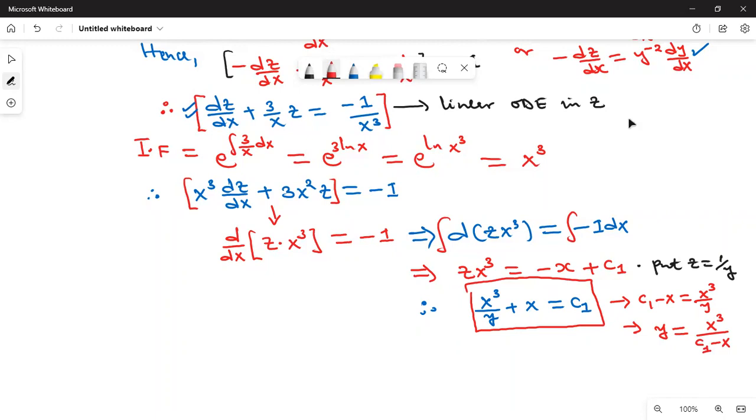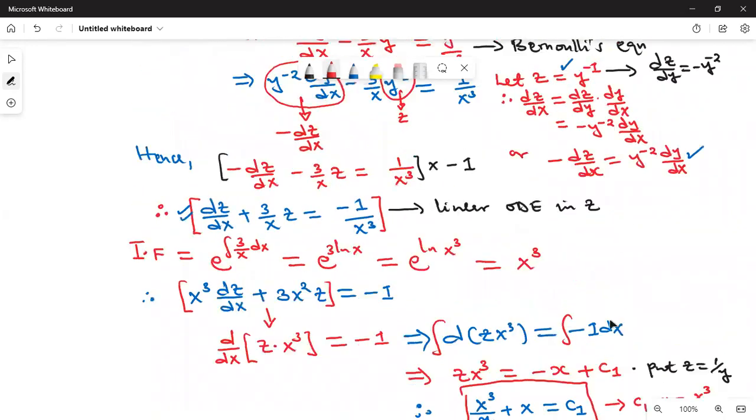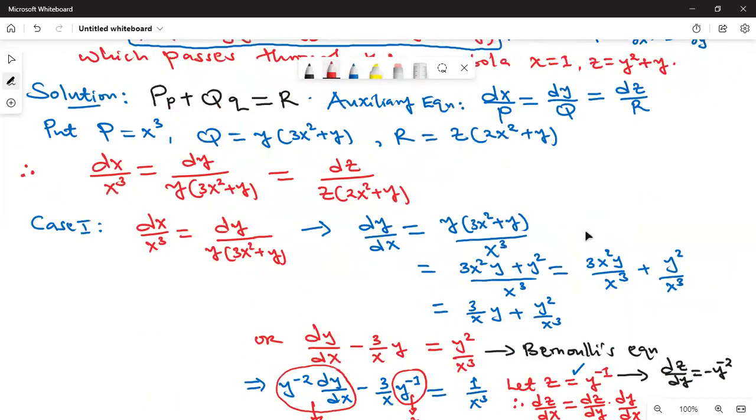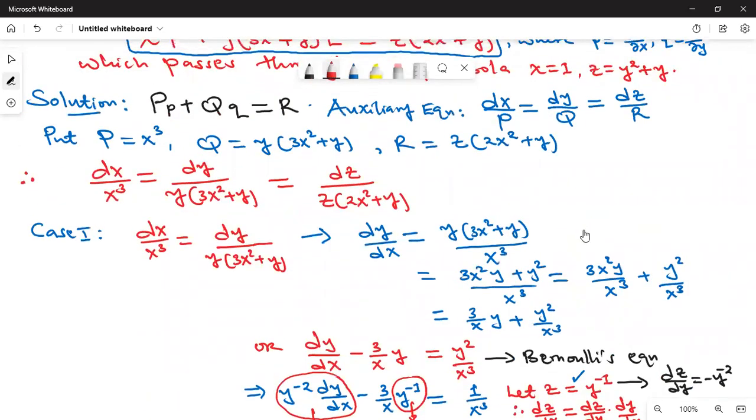So that is the first solution, our first integral curve. Let's look at how to find the second solution. That is case 2. So what will I do? I'll take the first fraction, equate it to the third fraction, and use my first solution to eliminate y, because I'm taking dx and dz. That means I need to eliminate y using the solution that I found.